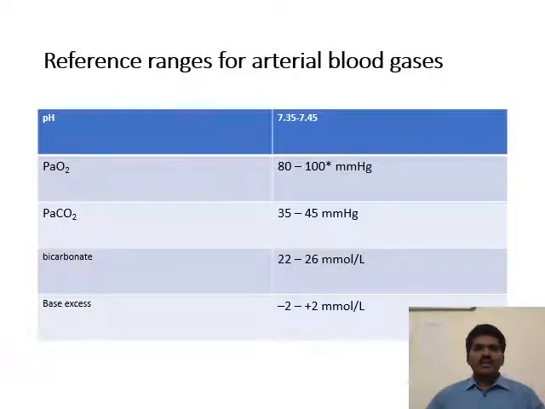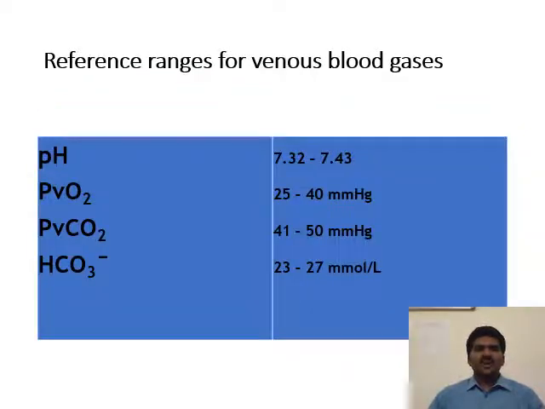Before going into analyzing the ABG, you need to know the normal reference values. First, arterial blood gases: pH is 7.35 to 7.45, PaO2 is 80 to 100 mmHg, PaCO2 is 35 to 45 millimeters of mercury, bicarbonate is 22 to 26 millimoles per liter, base excess is -2 to +2 millimoles per liter. Is there a difference when you compare with venous blood gases?